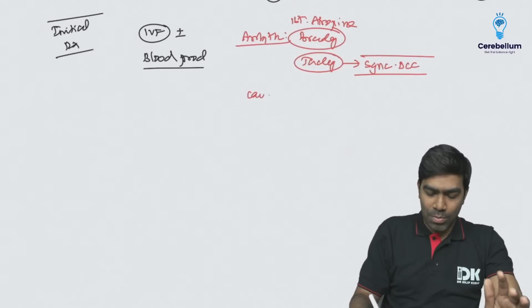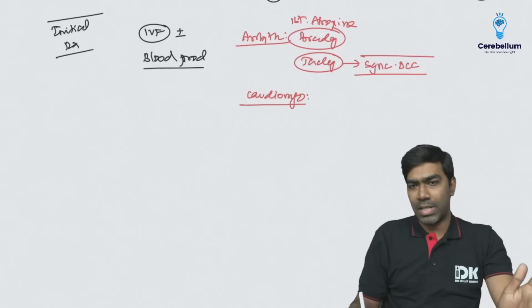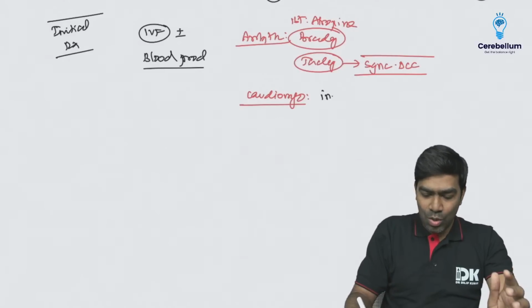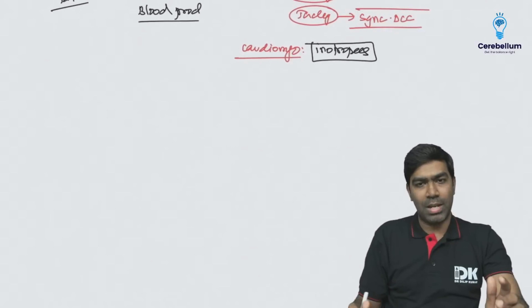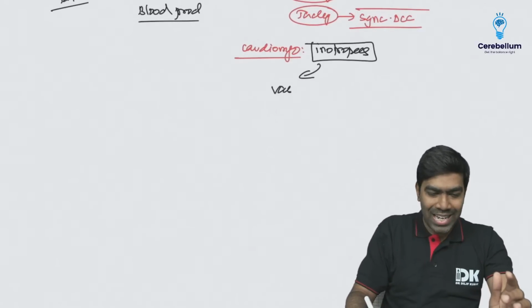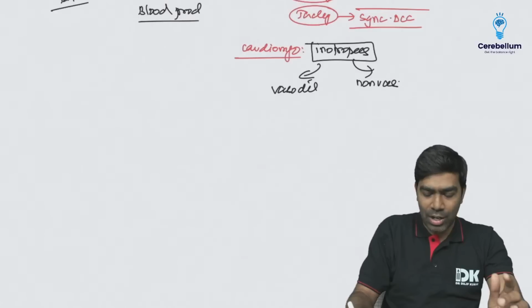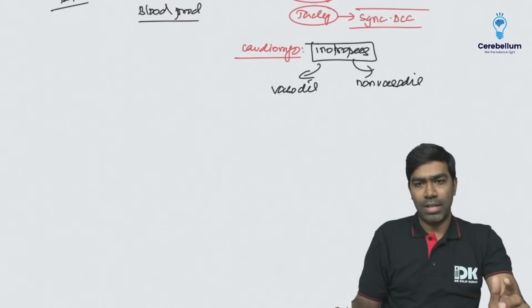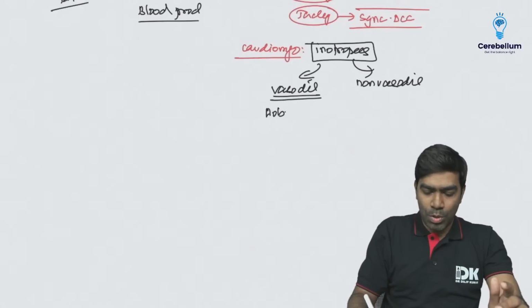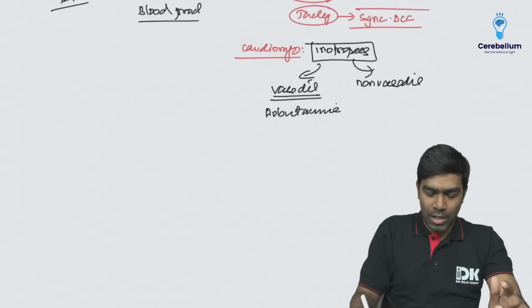Then what about cardiomyopathic shock? If the patient is having cardiomyopathic shock, then what will be the treatment of choice? You're going to use inotropes. But remember, there are two types of inotropes in practice. One is vasodilating inotropes, and second is non-vasodilating inotropes. So what are the examples of vasodilating inotropes? It's going to be dobutamine and milrinone, commonly used drugs.